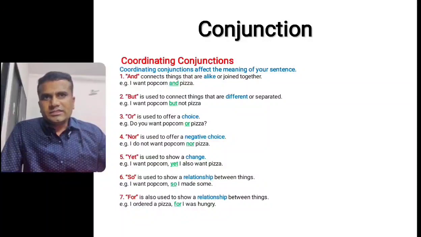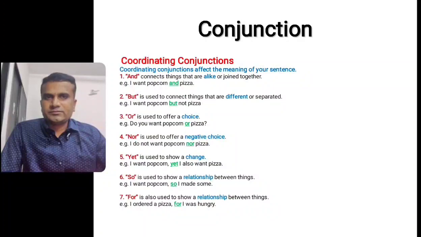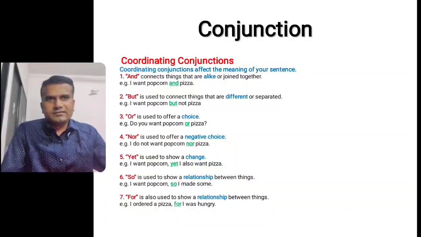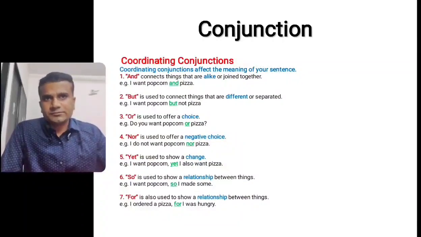Next coordinating conjunction is "nor." Nor is used to offer a negative choice. For example, I do not want popcorn nor pizza. In the sentence, you will find that there is a negative choice. Next coordinating conjunction is "yet." It is used to show a change. For example, I want popcorn, yet I also want pizza. You will see there is a change in the sentence, and yet is used to show the change. Next coordinating conjunction is "so."